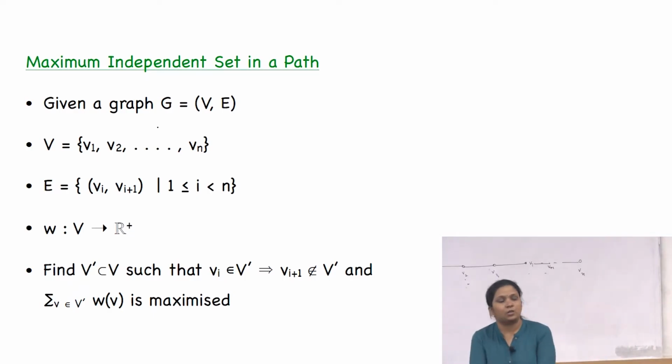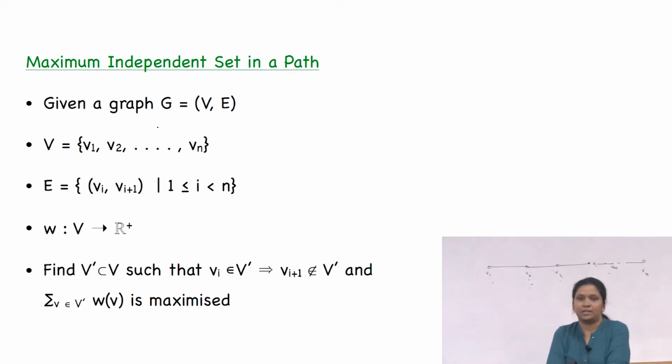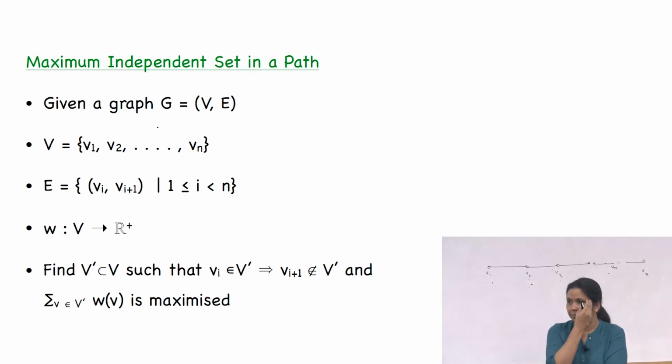Can you use the same technique here in a weighted graph, like take alternating vertices? Of course, it's a feasible solution, but is it an optimal solution? Is it always an optimal solution? No, right? Need not be. Can you think of a counterexample?